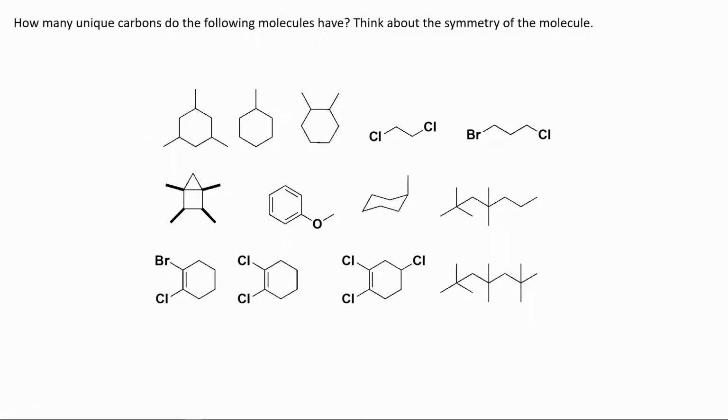So some practice for the worksheet: identify how many unique carbons the following molecules have. Think about the symmetry of each of the molecules. If you think about the symmetry, it makes it much easier to answer the question of how many unique carbons exist. And we'll do some practice problems with this.